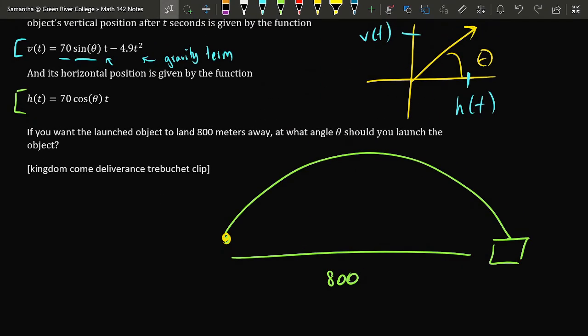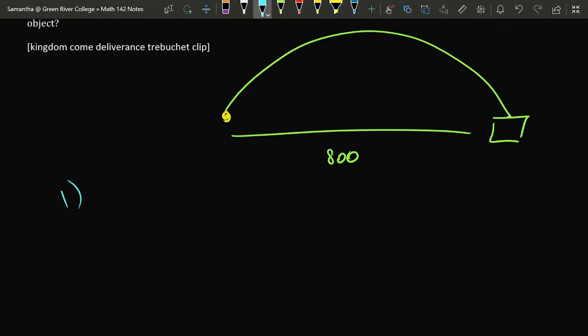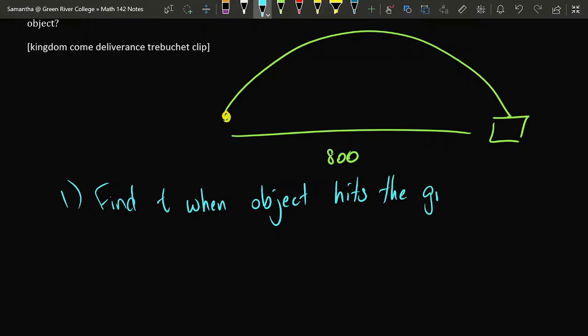So to answer this question, the thing that I'm going to do is this. Both the horizontal position formula that I have and the vertical position formula that I have are given in terms of the time t. So the first thing that I'm going to do is find the time t when the object actually hits the ground. I'm going to find out at what time the object is intended to strike this object here 800 meters away.